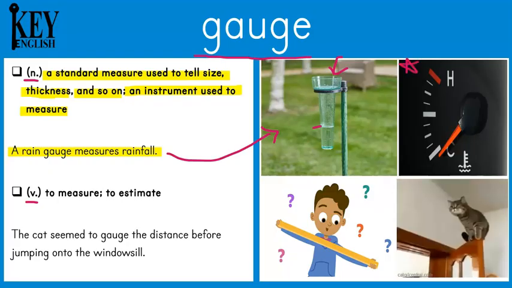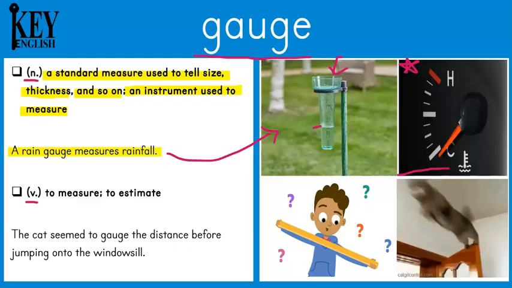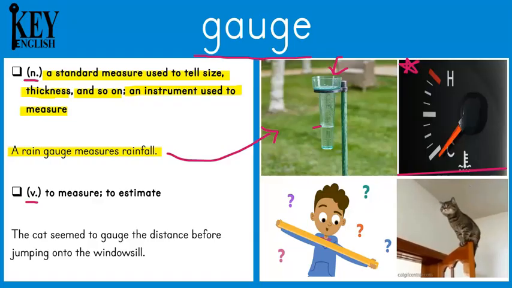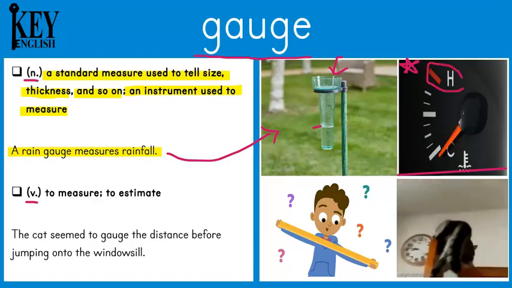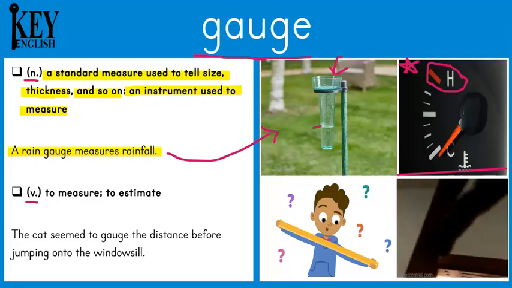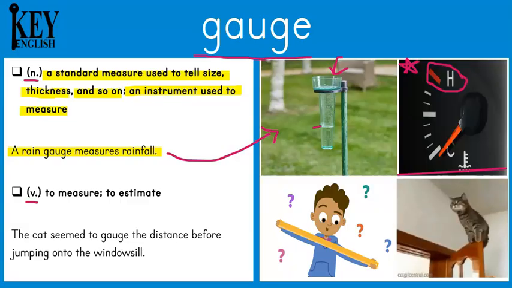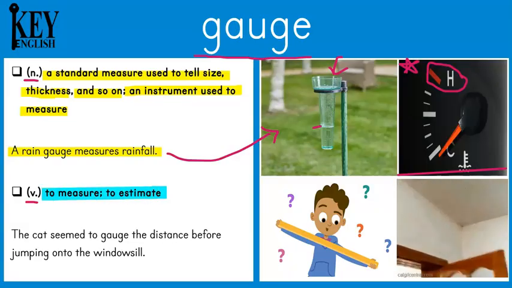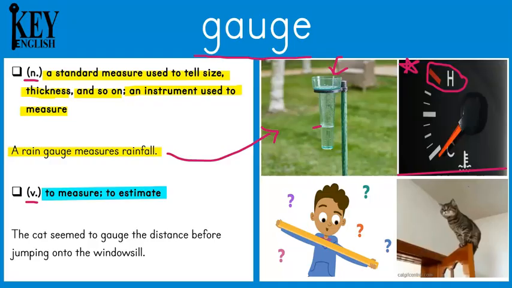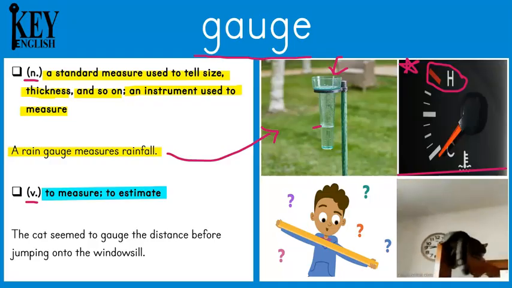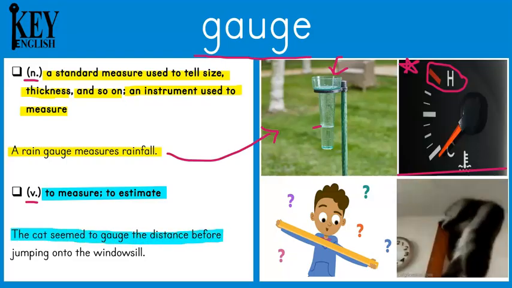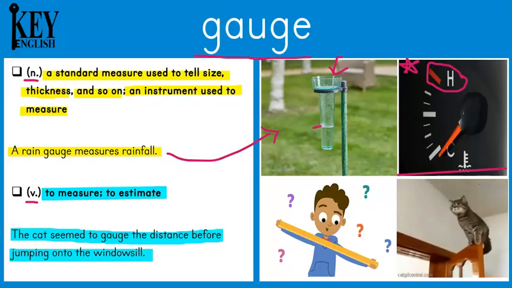You can also have a temperature gauge. Usually cars will have a temperature gauge like this one that tells you how hot or cold the car's engine is. If the engine gets too hot, it can be dangerous. So you should carefully look at this temperature gauge. Gauge is also used as a verb to measure, to estimate. So you are trying to kind of carefully think about the size of something or the distance of something. For example, the cat seemed to gauge the distance before jumping onto the windowsill.